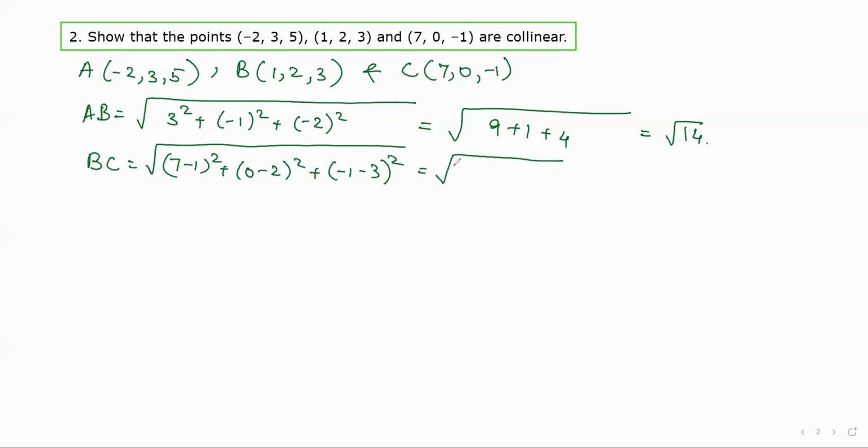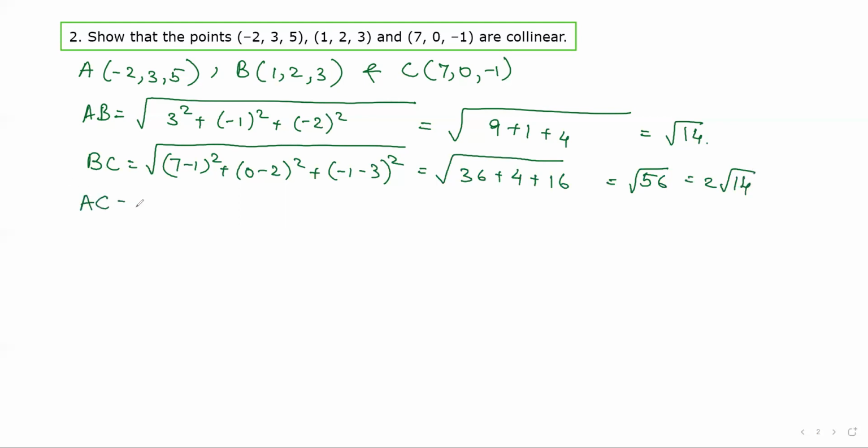So 7 minus 1 is 6. 6 square is 36, plus 0 minus 2 is minus 2. Minus 2 square is 4, plus minus 1 minus 3 is minus 4. Minus 4 square is 16. This is equal to root of 56, which is 2 root 14.